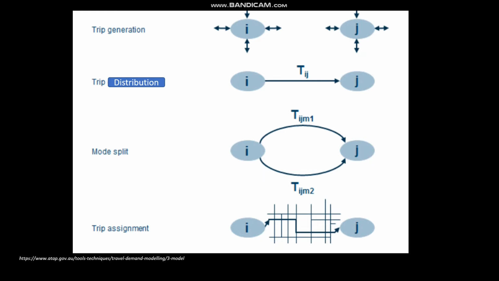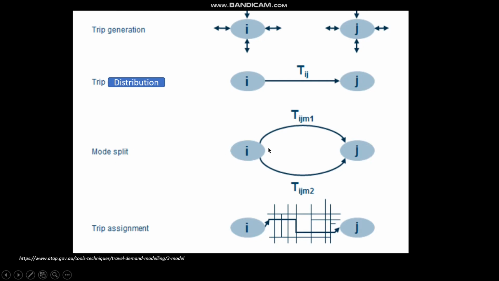The second step is trip distribution, and here we take that particular area and link it with a specific school. We want to know how many students go to school 1, how many students will go to school 2 or school 3. Then we have to forecast the mode split.